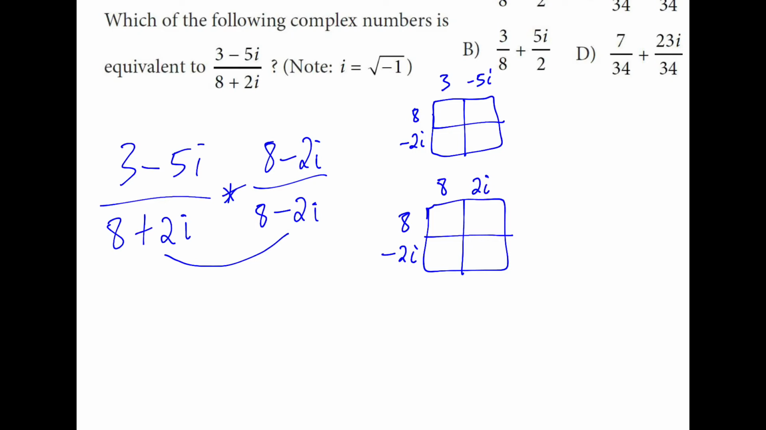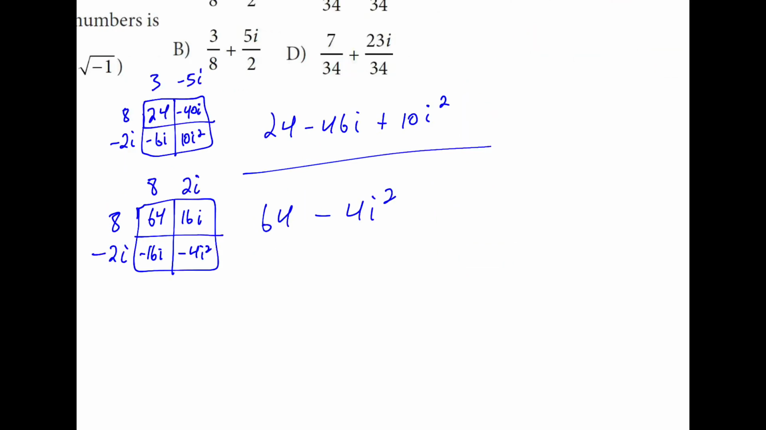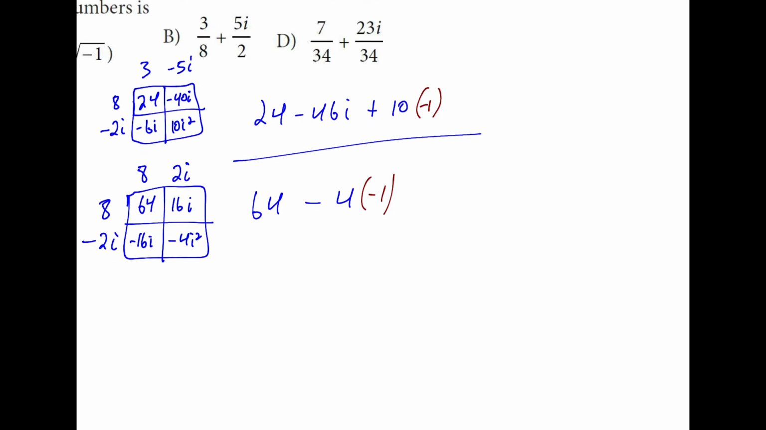So then I'm going to do the box method for the top, you multiply straight across, and the box method for the bottom, you also multiply straight across. So when I multiply and combine like terms, I get this. Then I can replace i squared with negative 1. When I combine like terms, I get this.